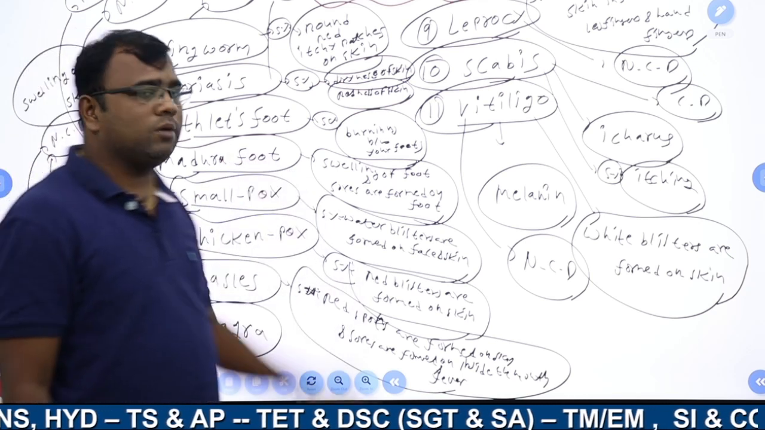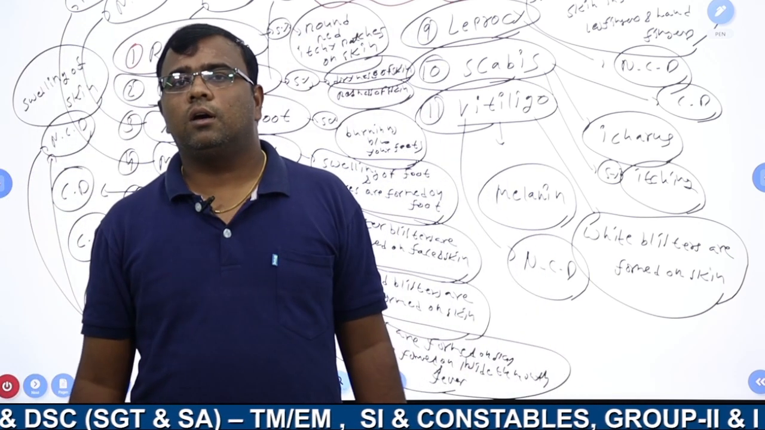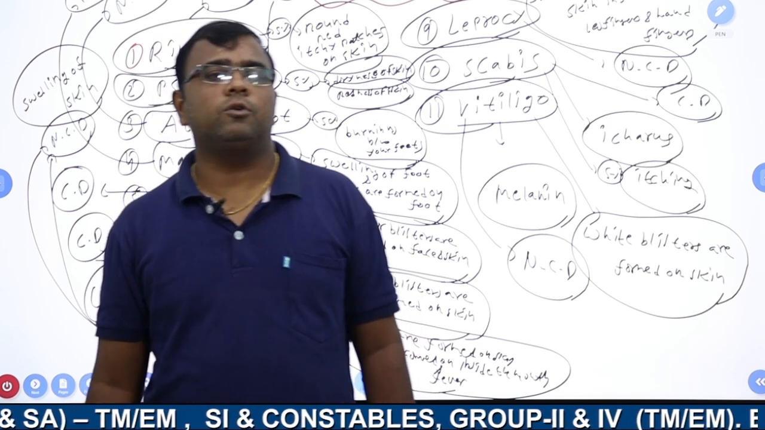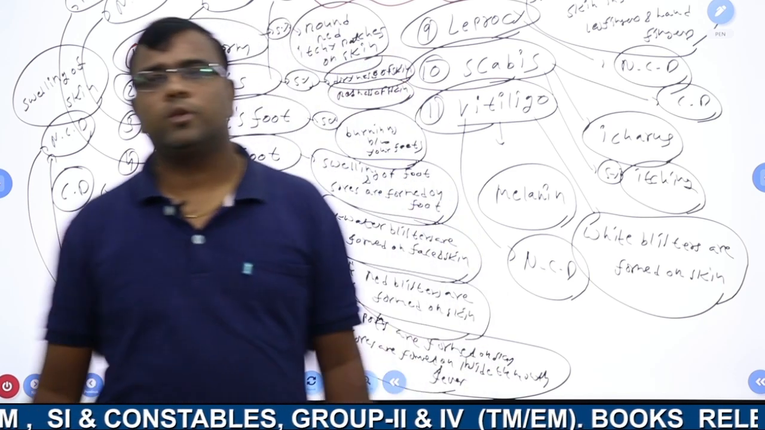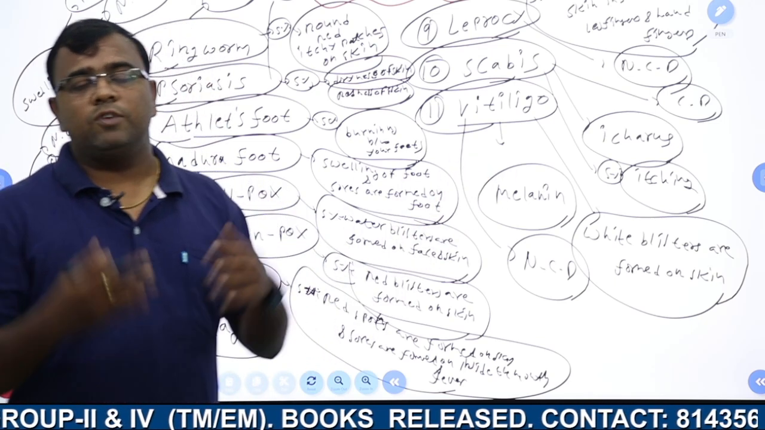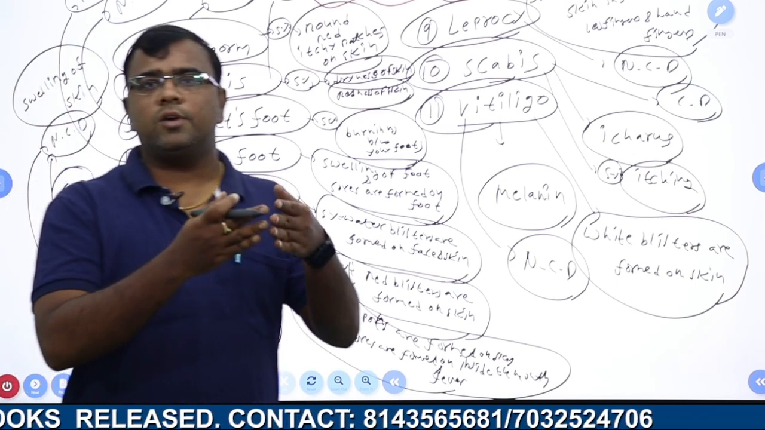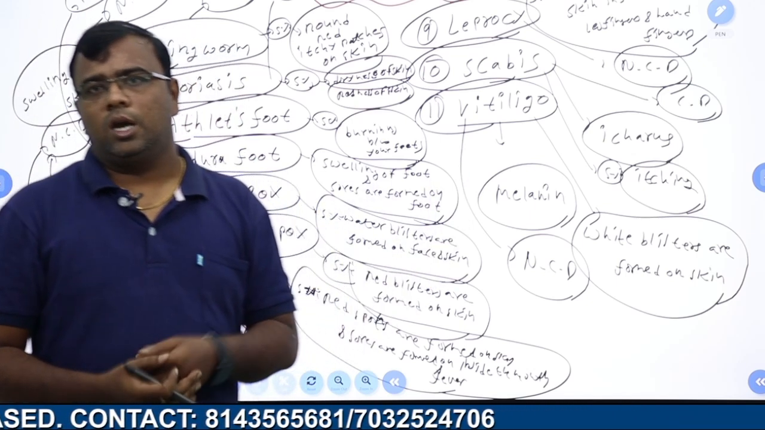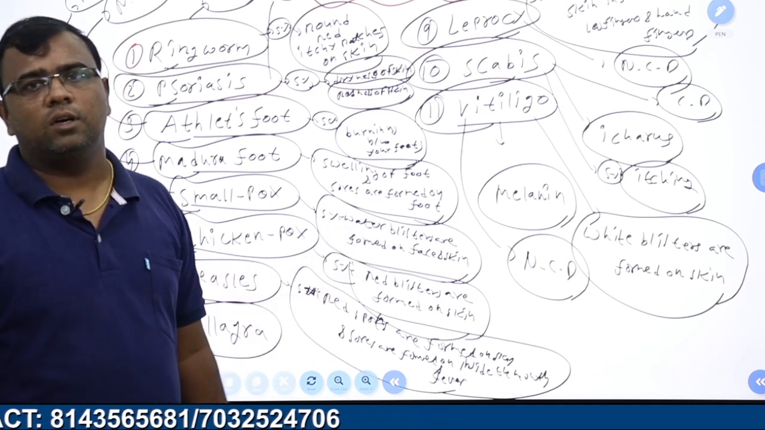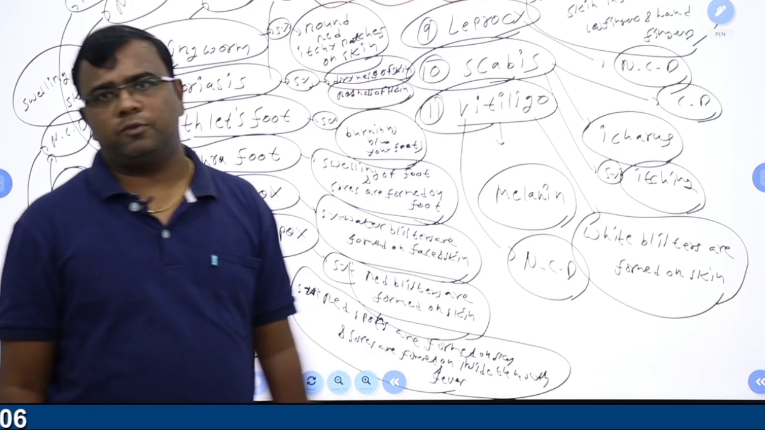From the examination point of view, previous examinations have asked some types of questions. Which of the following is a communicable disease? Which of the following is not a communicable disease? Which of the following is not a skin disease? Which of the following is a skin disease? This question has been asked in previous examinations.